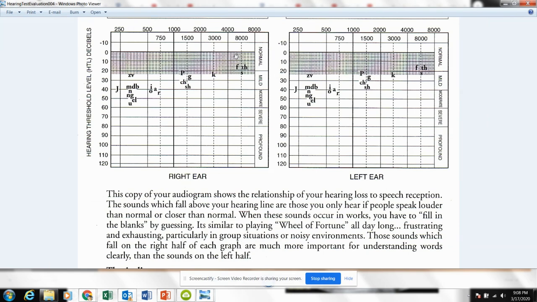In that range of frequencies, these are the letters or the sounds in speech and where they appear in the frequency range. So up here around 6,000, letters like F and TH and S. I have a hard time hearing those, and so it makes understanding words a little harder for me. These sounds in language are down in these lower frequencies, and so I don't have much trouble hearing those.